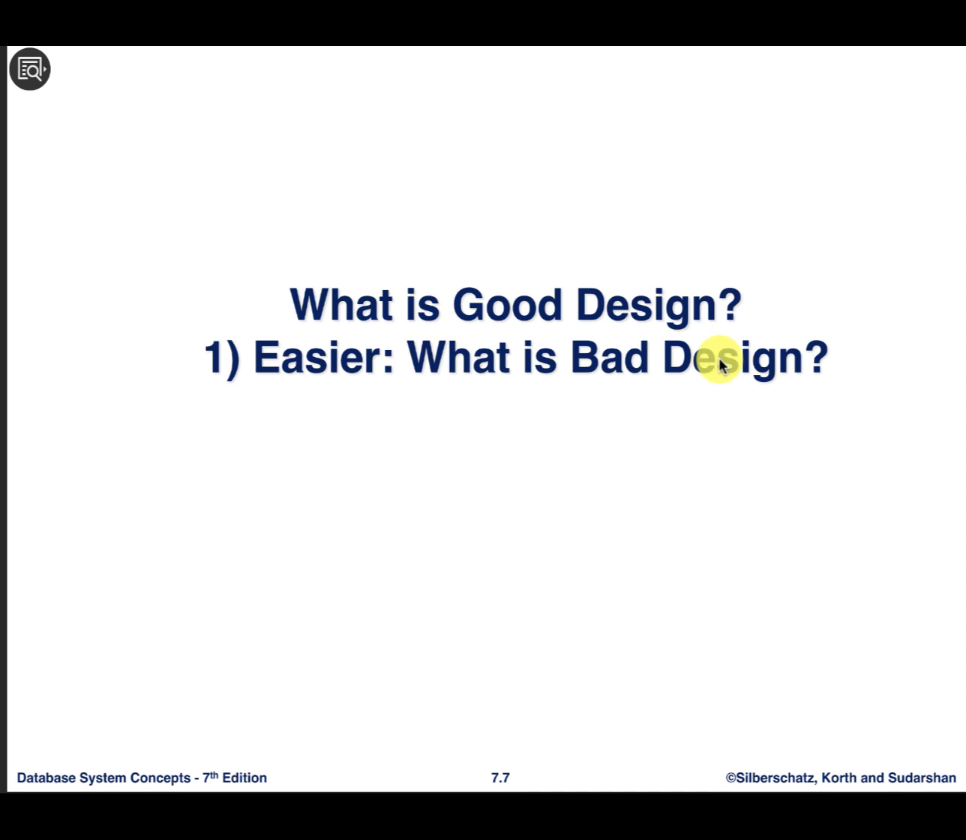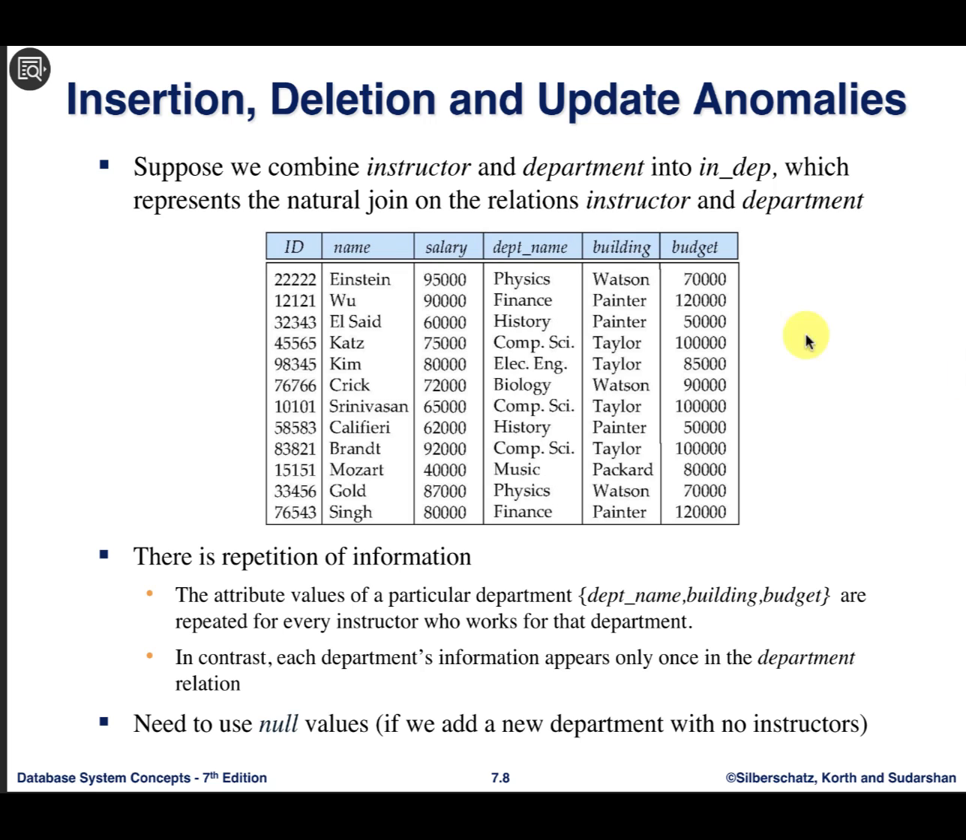In order to answer this question, what is a good design? Maybe it's easy to find out what is a bad design. So we do have here ID, name, salary, department name, building, budget. It looks like we have an instructor relation and a department relation, and we put them in one table. What do you think? Is this a good design or not?